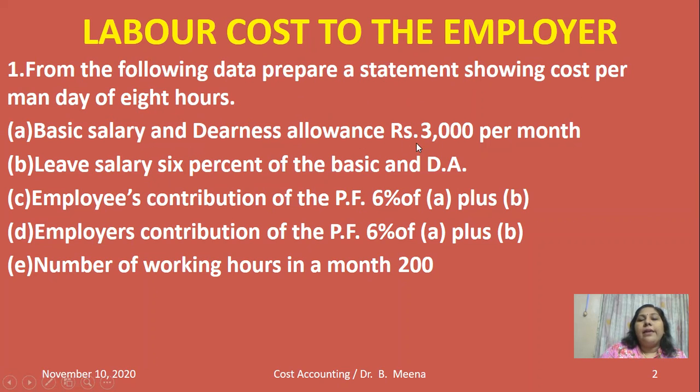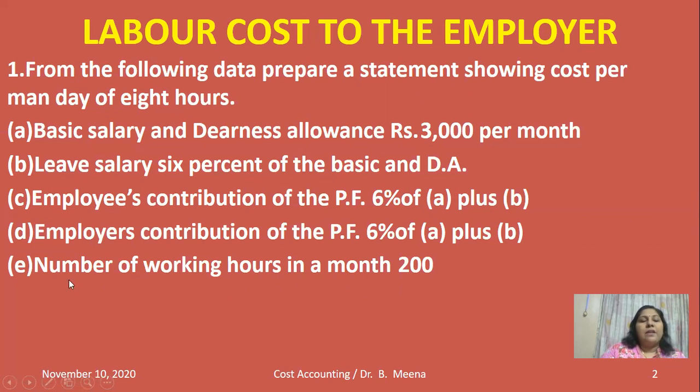Basic salary and DA 3,000 per month. Leave salary 6% of the basic and DA. Employees' contribution to the PF 6% of A plus B. Employer's contribution to the PF 6% of A plus B. Number of working hours in a month 200.